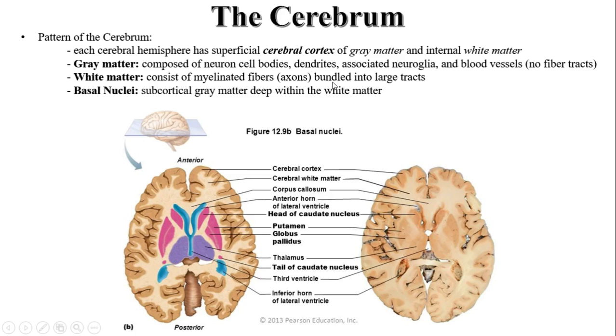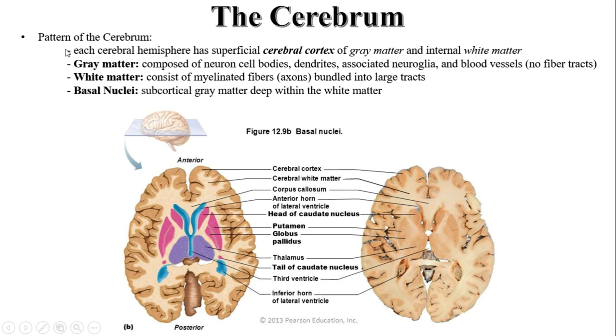And then the next thing we're going to discuss is the basal nuclei, indicated by the pink here. These basal nuclei are what I call subcortical, which means just below the cortex. So they're actually gray matter, and they're not located in the cerebral cortex. They're located deep within the white matter. These basal nuclei have a certain function also, and that's going to be in part 3 of our recordings.